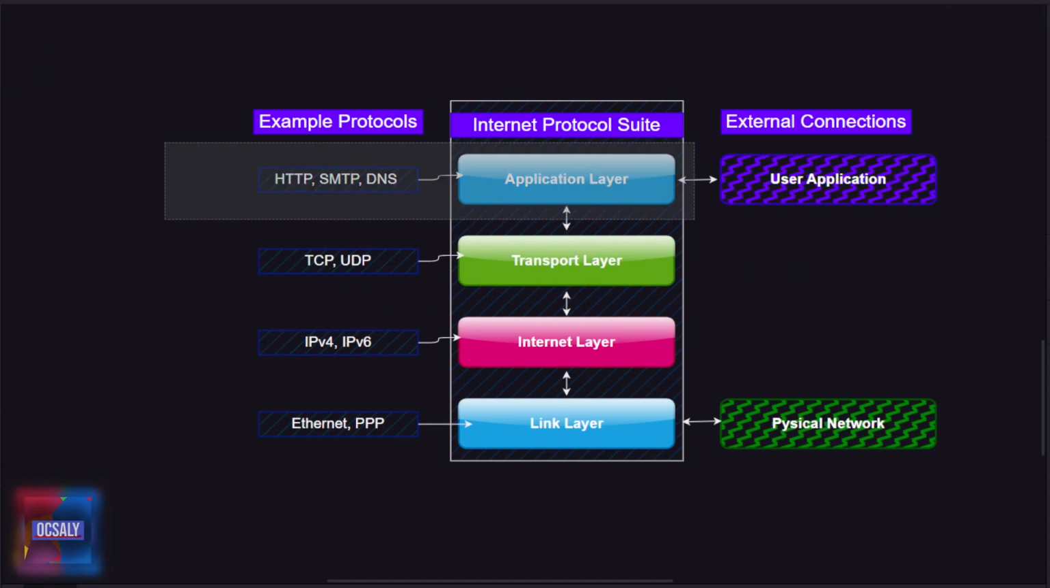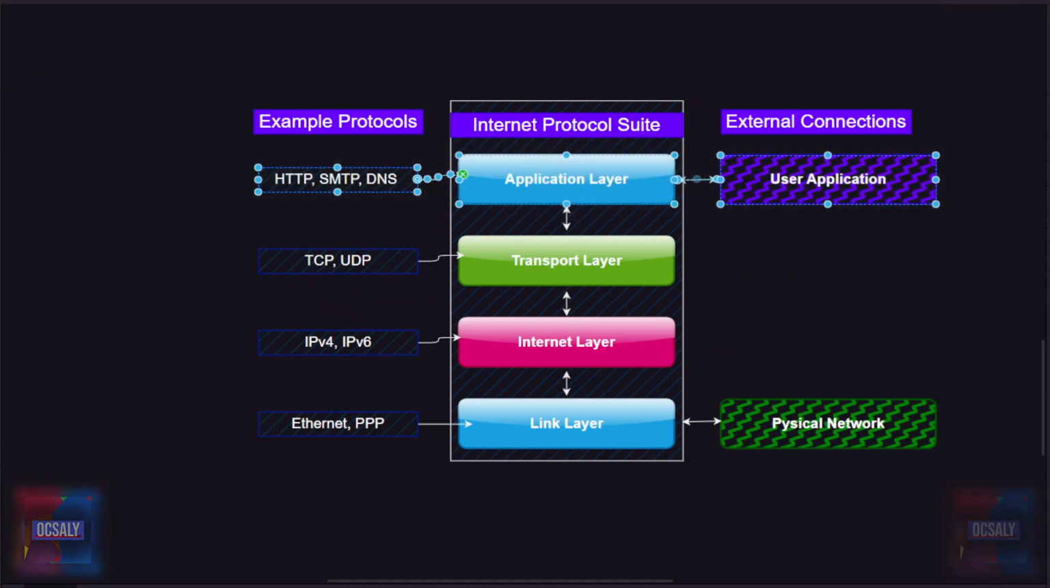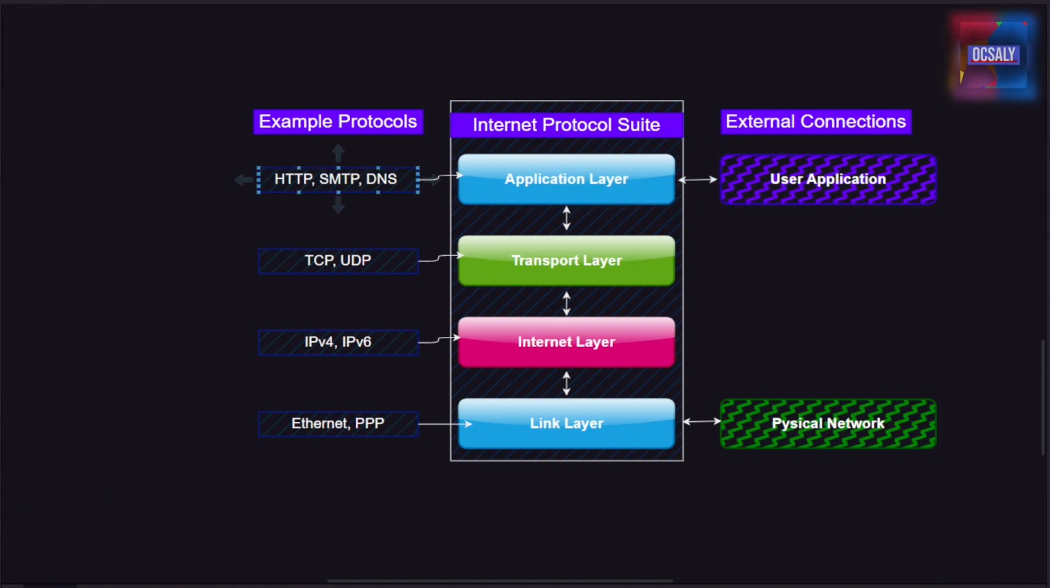And we also have the application layer. This layer contains network protocols such as the Hypertext Transport Protocol, HTTP, which transfers web page contents, the Simple Mail Transport Protocol, SMTP, which transfers email, and the Domain Name System Protocol, DNS, which converts a name to a node on the network.